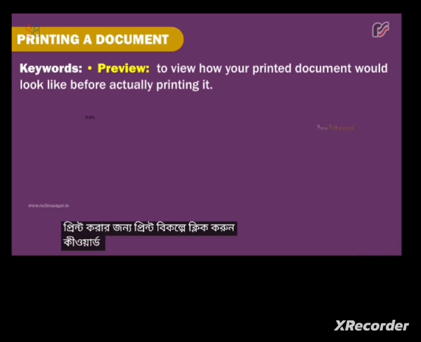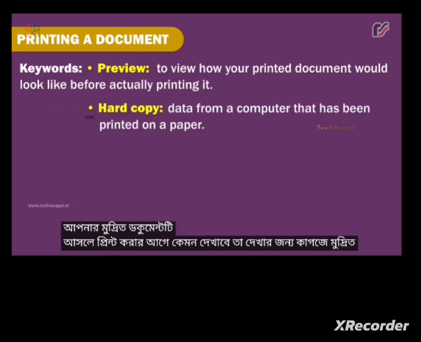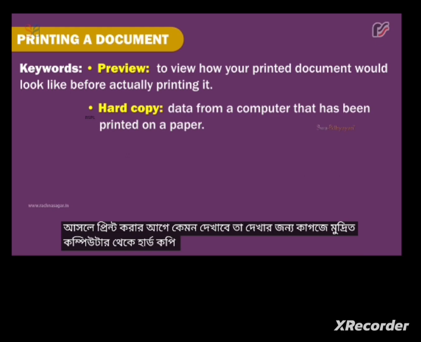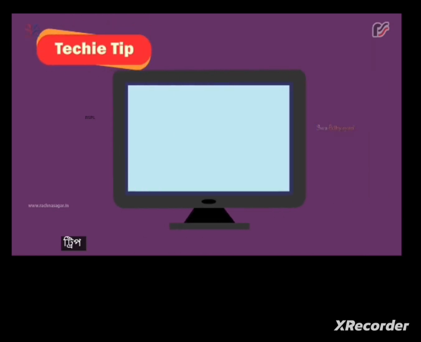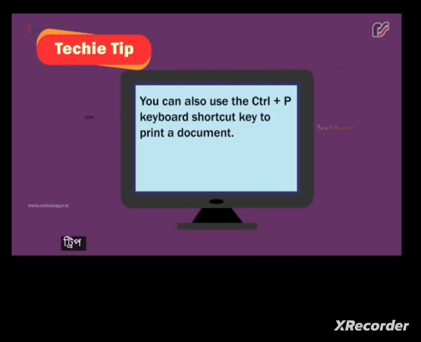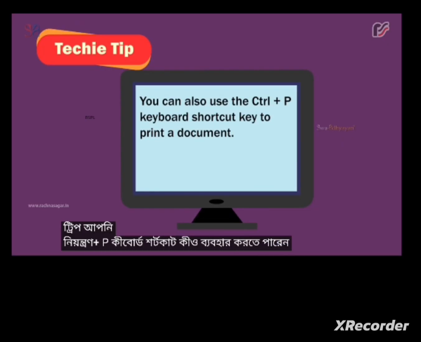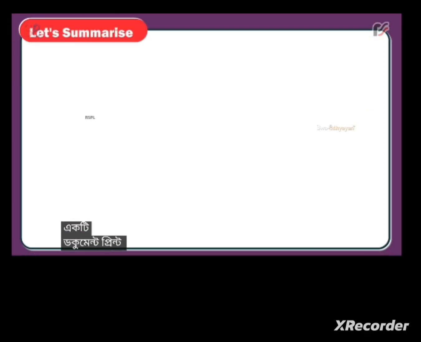Keywords. Preview. To view how your printed document would look before actually printing it. Hard copy. Data from a computer that has been printed on paper. Techie tip. You can also use the Ctrl+P keyboard shortcut key to print a document.